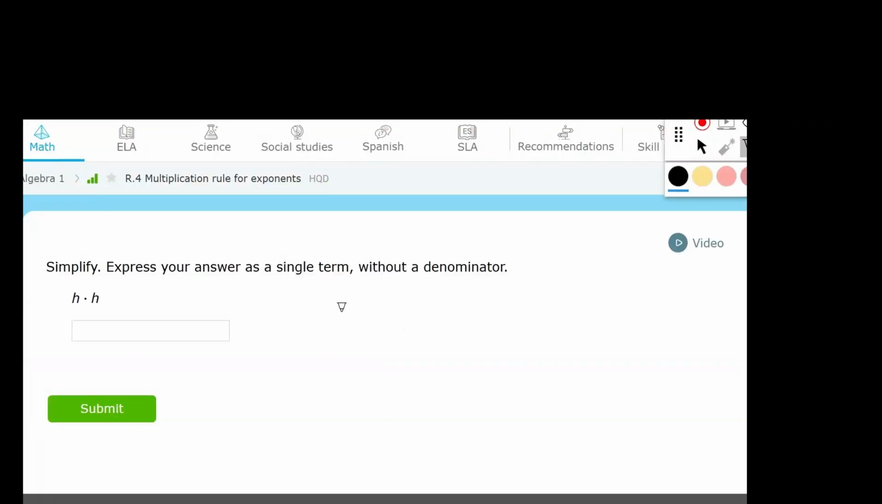Here's another problem. In this example, we have h times h. Now, remember, anytime we have a variable like x, we really mean x to the first power. We just sometimes don't write it. So really, this is h to the first power times h to the first power.